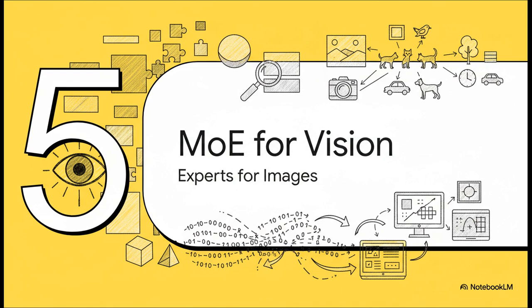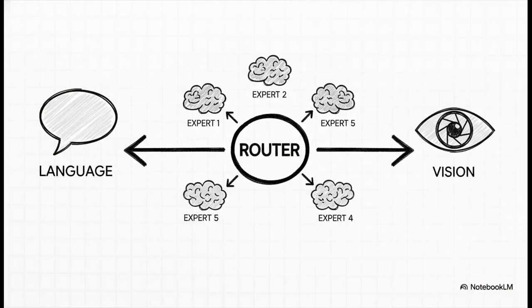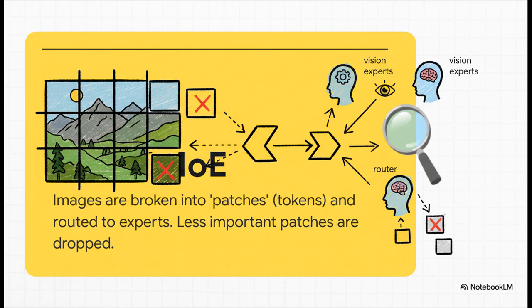And this powerful idea isn't just for language anymore. It's now starting to completely change the game for how AI systems see and interpret the world around them. That's right, the same core concept, having a team of specialists managed by a smart router, is now being applied to computer vision, and it's unlocking whole new levels of performance and efficiency. So instead of processing text tokens, a vision model will break an image up into a grid of little squares, or patches. The router then sends these patches to different vision experts. The main challenge, though, is that to keep things fast, the model often just has to drop the patches it thinks are less important. And of course, that means you're losing some information from the image.